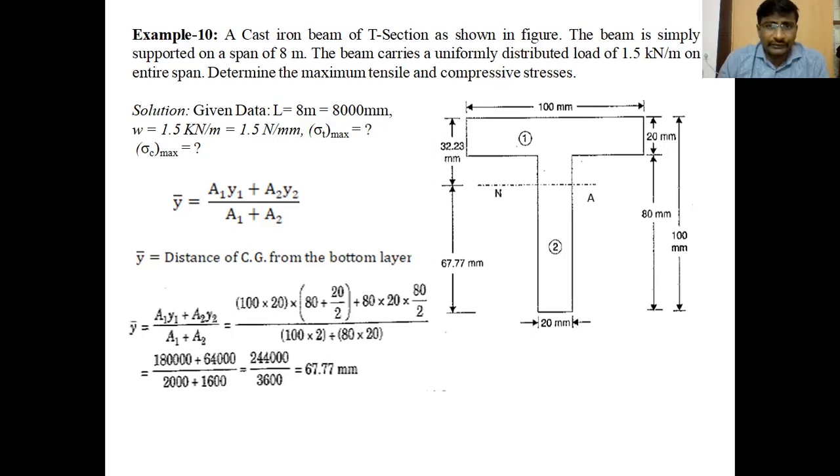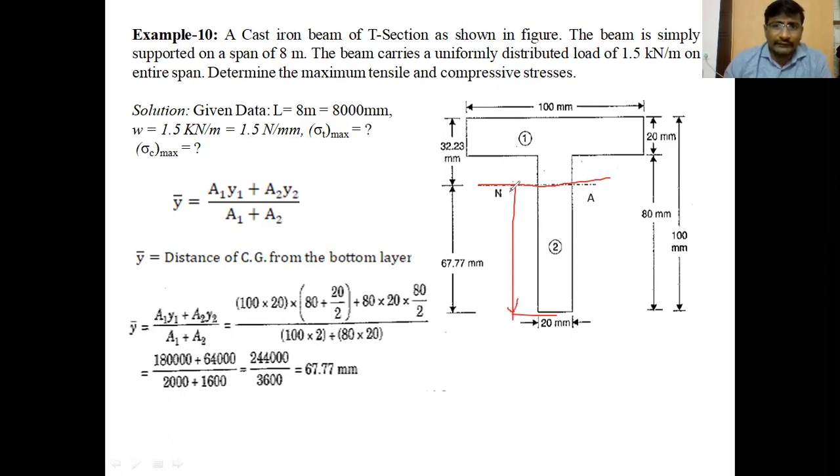For this T section, we first have to locate the centroid and also the neutral axis, which passes through the centroid. Let us find the centroid location by using the formula y bar equals a1 y1 plus a2 y2 by a1 plus a2. This is the first moment of area. Y bar is the distance of the CG from the bottom layer. From the bottom layer, let us take the centroidal axis distance as y bar.